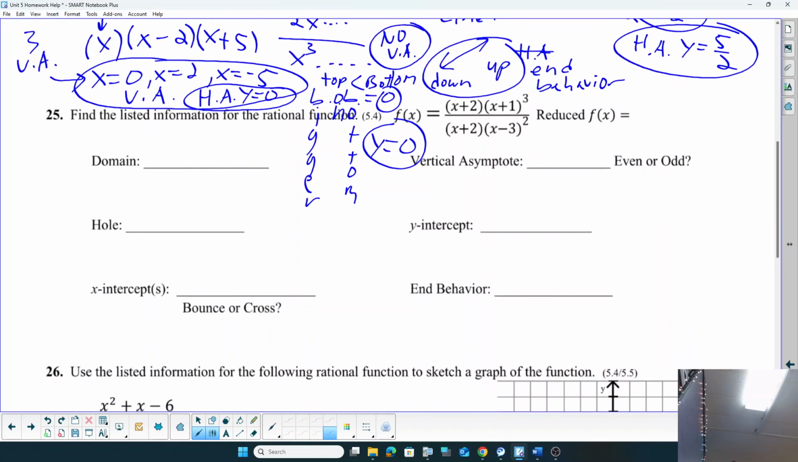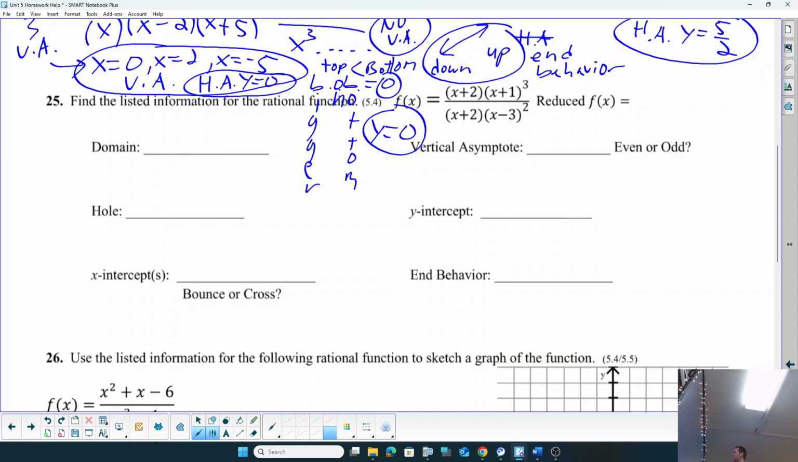Let's take a look here. List the information for the rational function. Nice. So they already factored it for you. You'll probably see that on the test as well. Isn't that nice? So the thing that cancels on the top and the bottom, that's the hole. So we get x equals negative 2 for the hole.